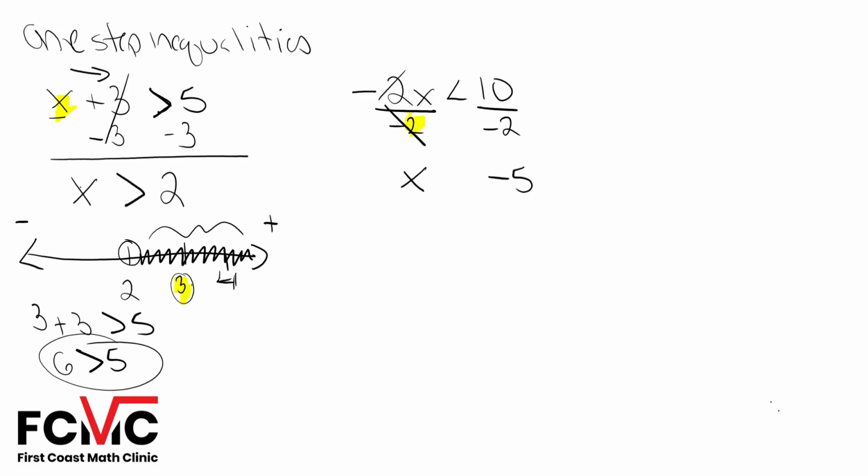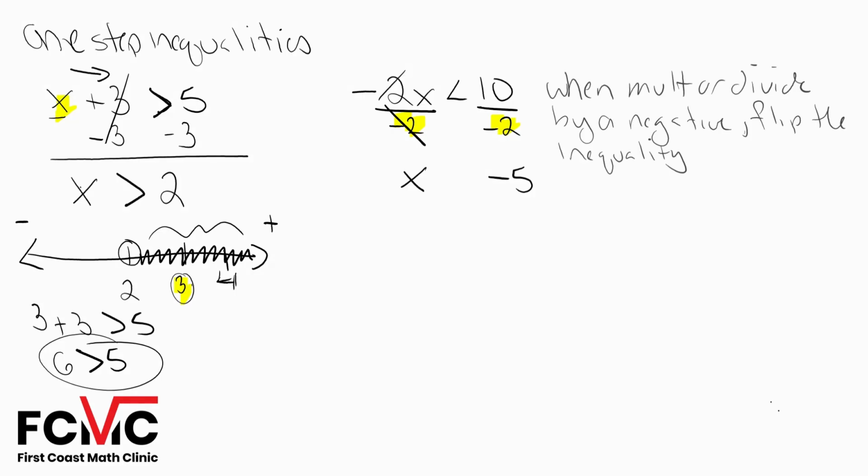Whenever we multiply or divide by a negative number, we have to flip the inequality. And that's an important thing that you have to remember. Whenever we multiply or divide by a negative number, we need to flip the inequality. So instead of less than here, I want to flip this to greater than, so we get x is greater than negative 5.